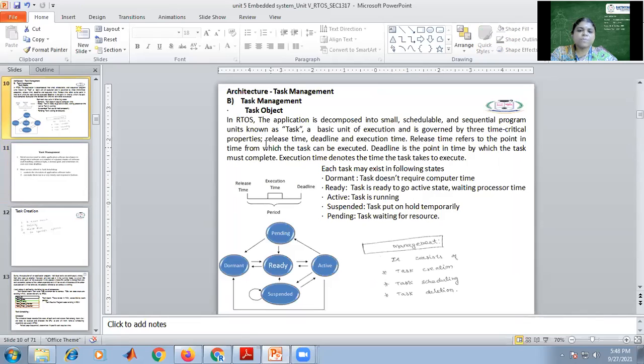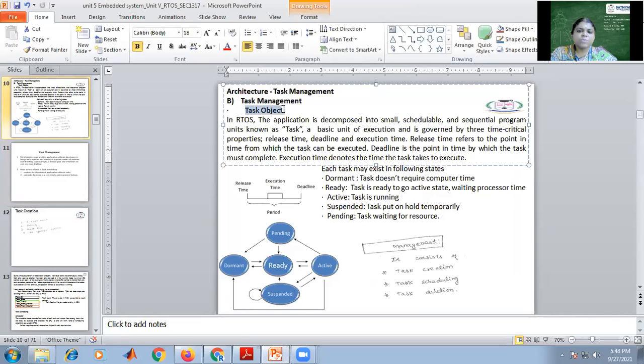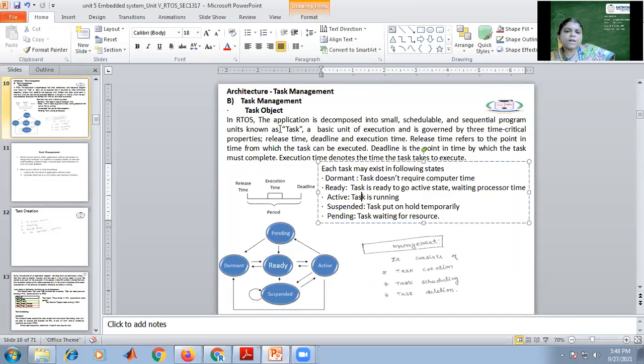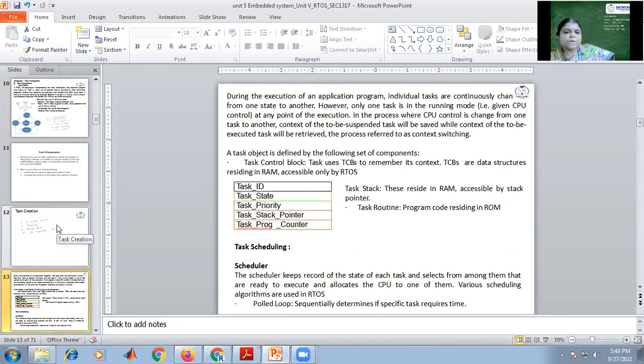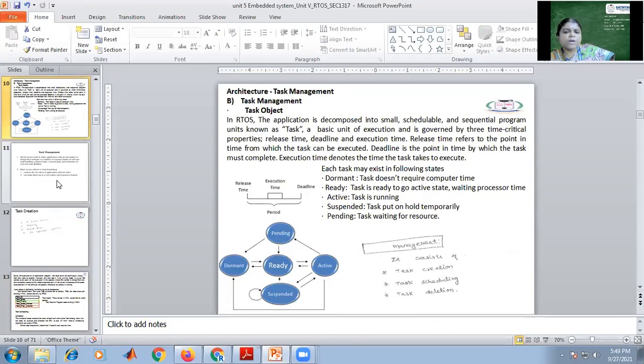And the very first part of task management is the task object. Now moving on. We learned the meaning of task management. The first part in making the task management is knowing the task object. Then the work is task creation. Then it is task scheduling. Only then do you say that the entire process is called task management.